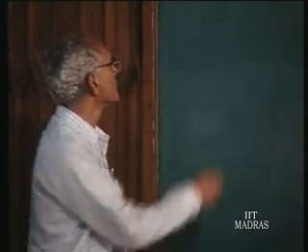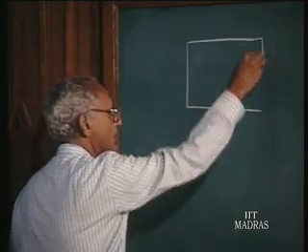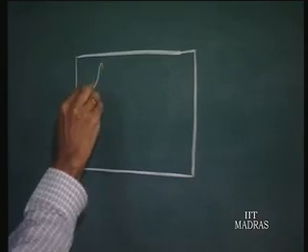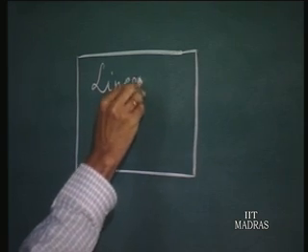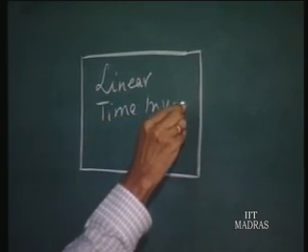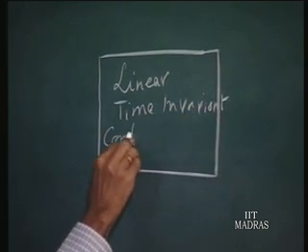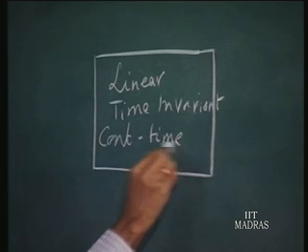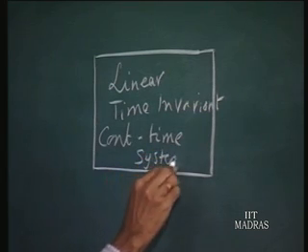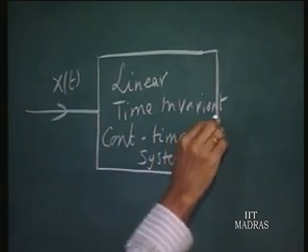To discuss the application of the Laplace transform technique to a general system, let us consider a system represented by this black box. This is a linear, time invariant, continuous time system with an input x(t) and an output y(t).